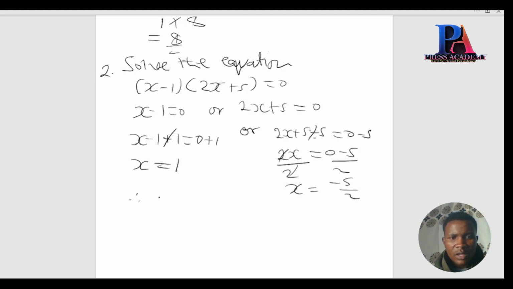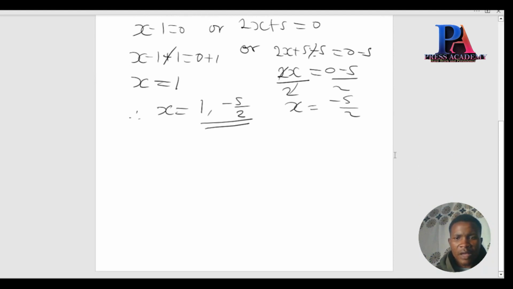Therefore, the values of x is equal to 1, comma, negative 5 over 2. So these are the values of x, or the roots of the equation. Let's go to the third question.